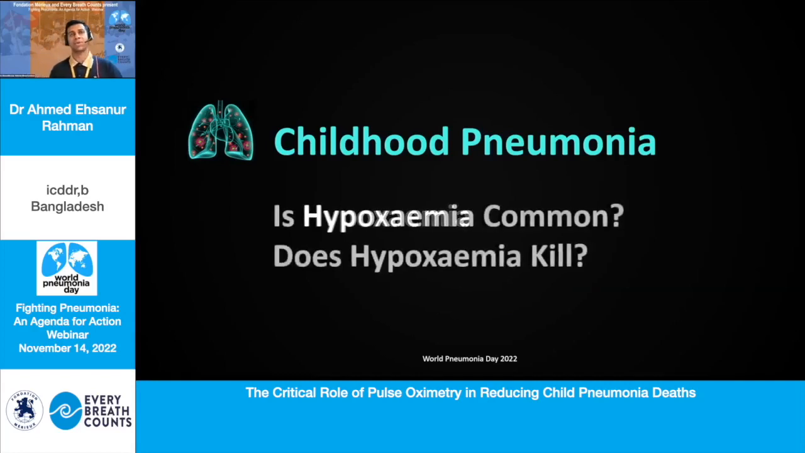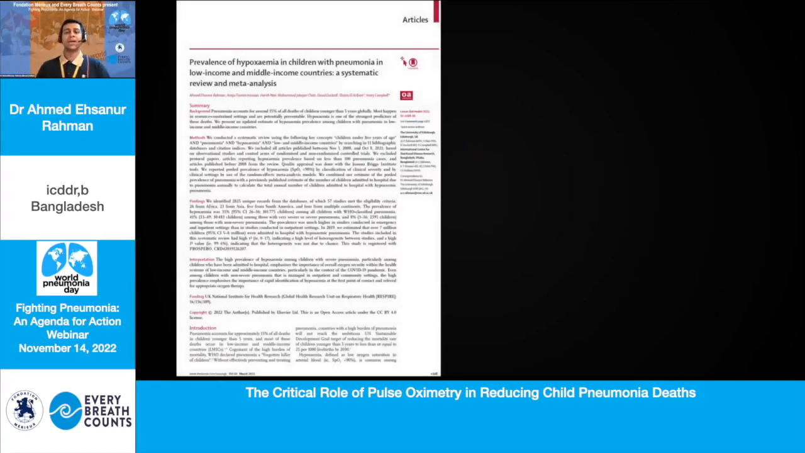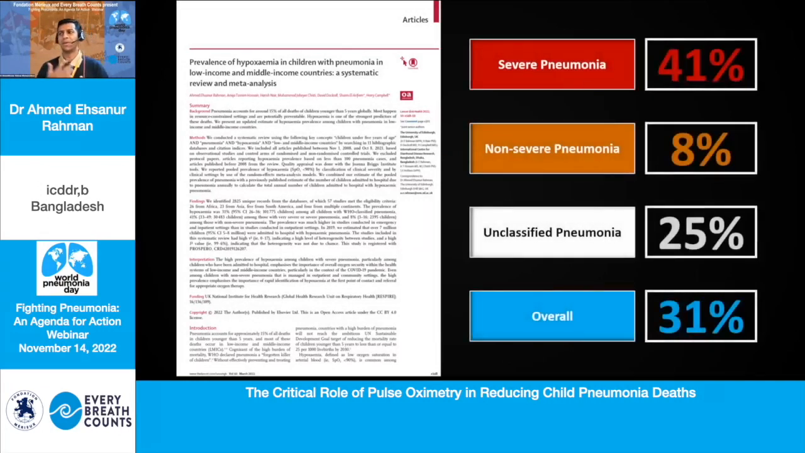Regarding hypoxemia, there are two questions. Is it common among childhood pneumonia? And does hypoxemia kill? We conducted a systematic review to identify whether hypoxemia is common among children with pneumonia. We found that among the severe pneumonia cases, almost 41% of them had hypoxemia. And among the non-severe pneumonia cases, almost 8% of them had hypoxemia.